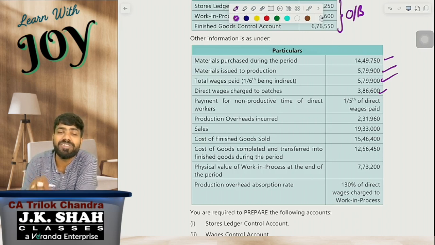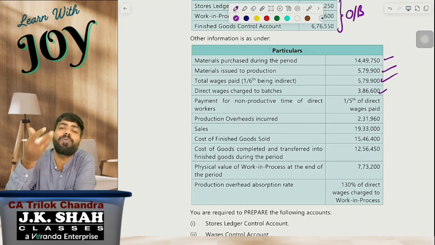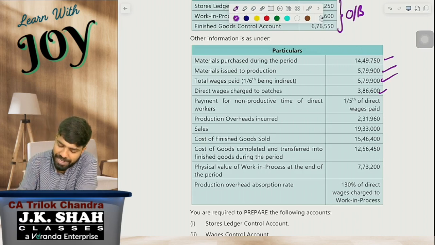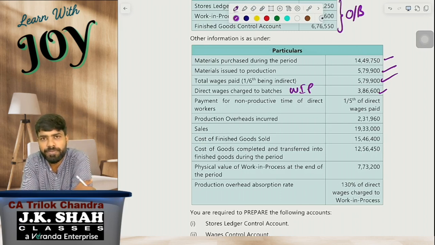Here they are following the batch costing system. So charged to batches means added to the products, or we can call it payment to the direct workers. So which account to be debited? WIP account. Next, payment of non-productive time of direct workers.